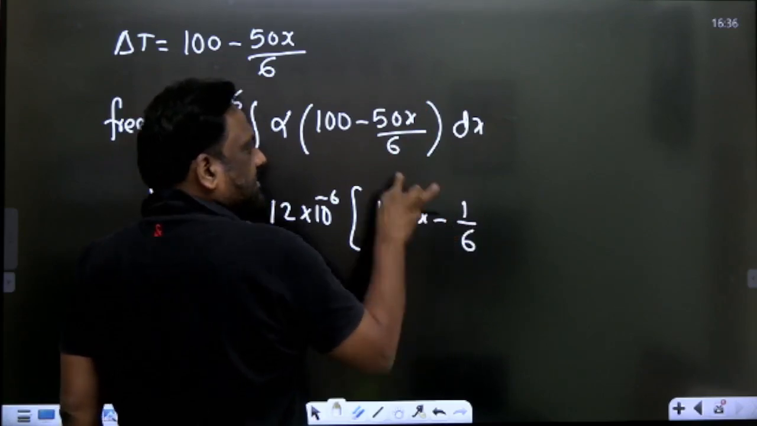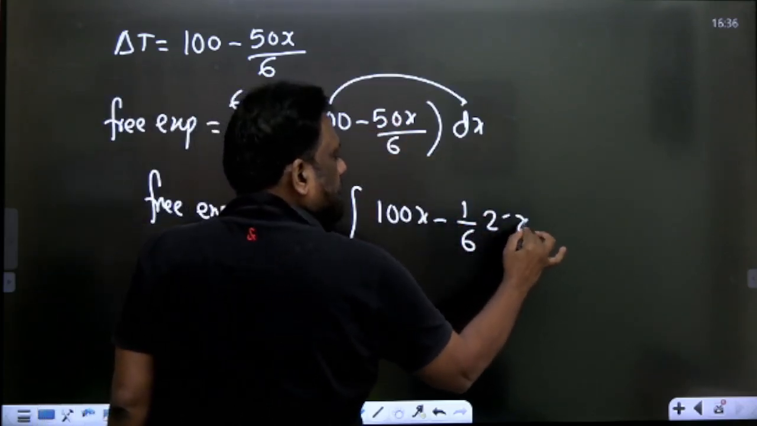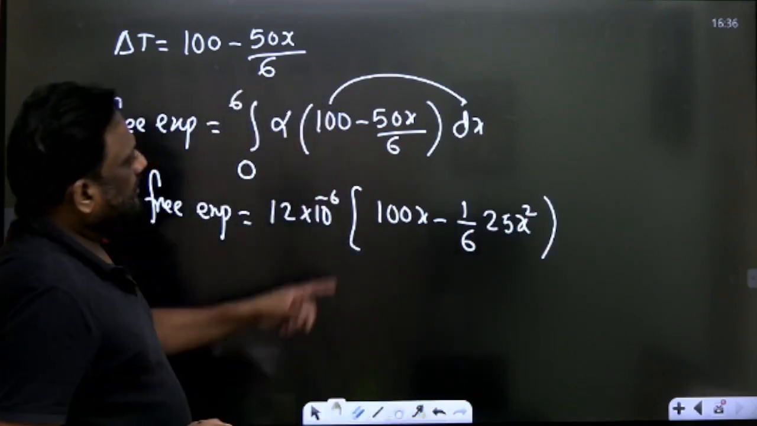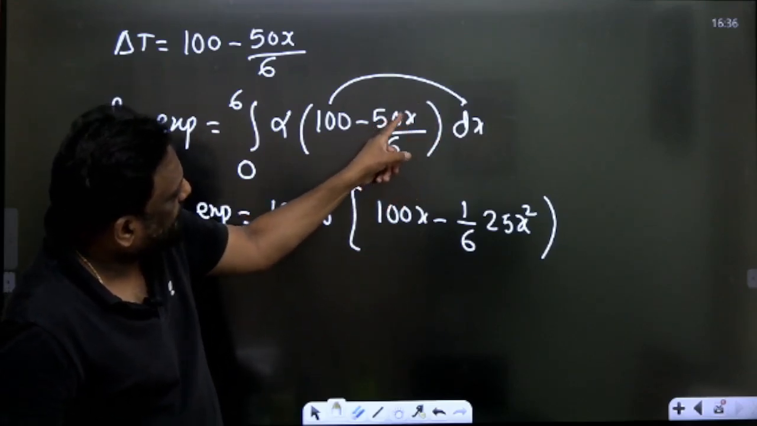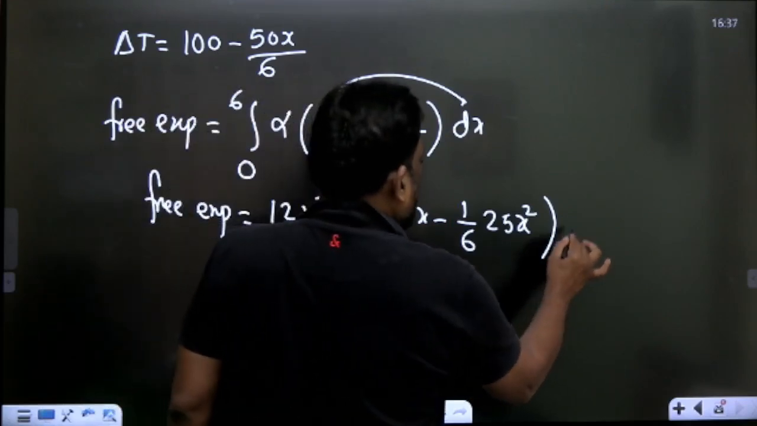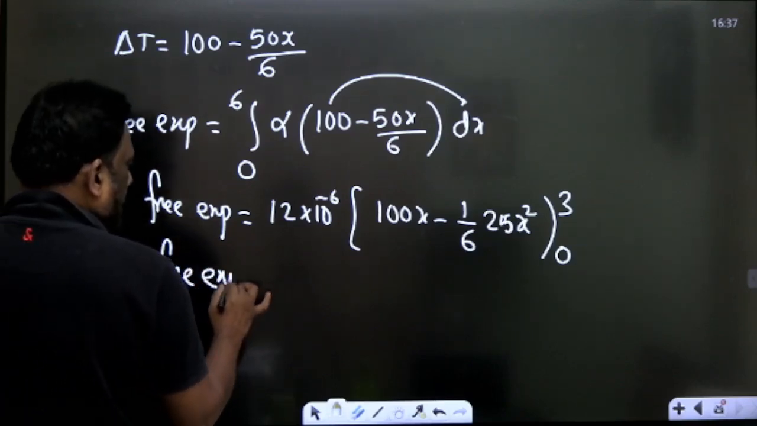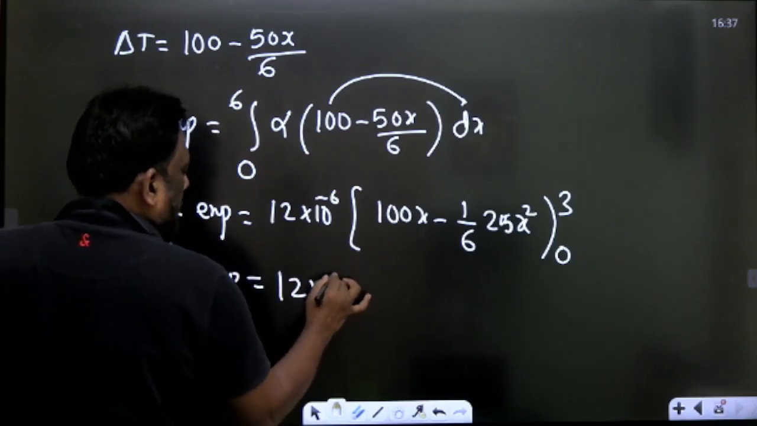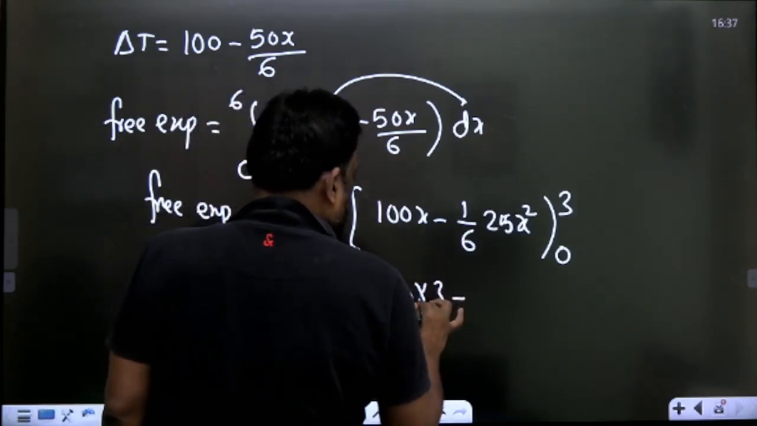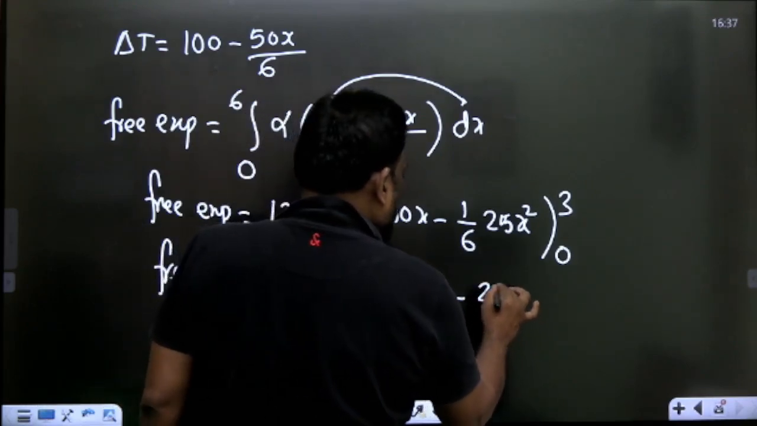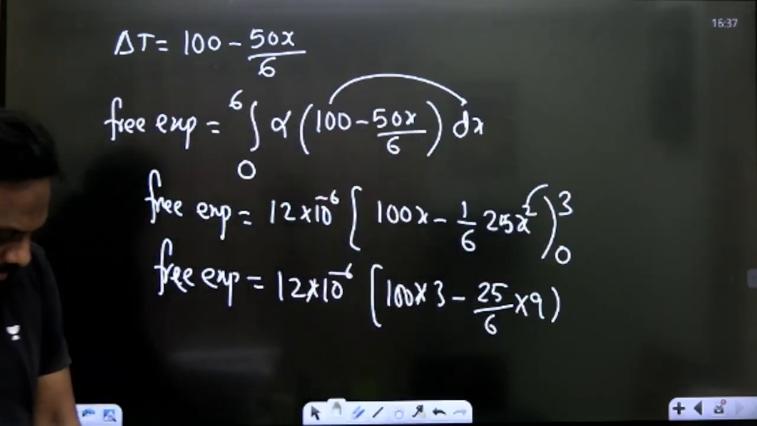So 1 by 6 remains as it is. 50x square by 2, the 2 ones are 25, 25x square should be correct. Check once, 50 by 6, so x dx is x square by 2, 2 ones are 25, 25x square by 6. Correct. So it is 0 to 3. Excellent, sir. So free expansion is equal to 12 into 10 raised to minus 6 times 100 into 3 minus 25 by 6 into 3 square, that is 9.